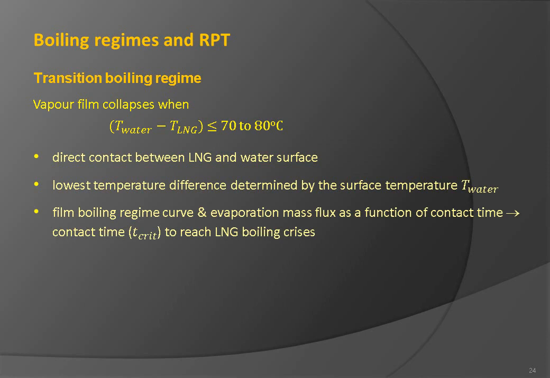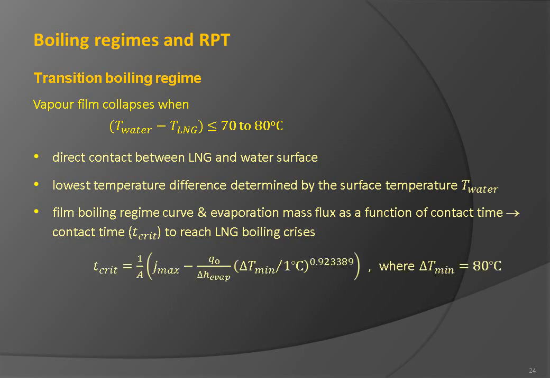Combining the boiling curve for the film boiling regime and the evaporation mass flux as a function of the contact time allows us to determine the time needed to reach the LNG boiling crisis based on the minimum temperature requirement. When the local contact time exceeds the critical, the heat flux from the water to the LNG layer increases to Qmax. At present, this was set to 300 kilowatts per square meter, although some authors reported even higher values.